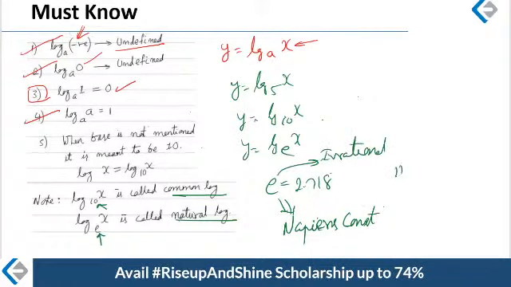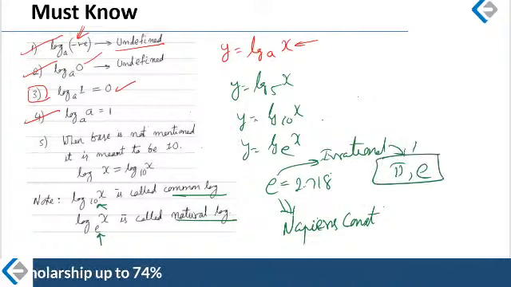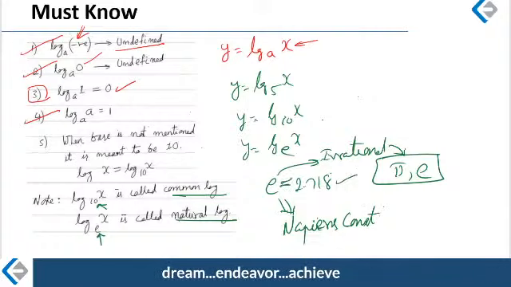There are two irrational numbers, two symbols: pi and e are irrational. e is one of those irrational numbers whose approximate value, not exactly, is 2.718.